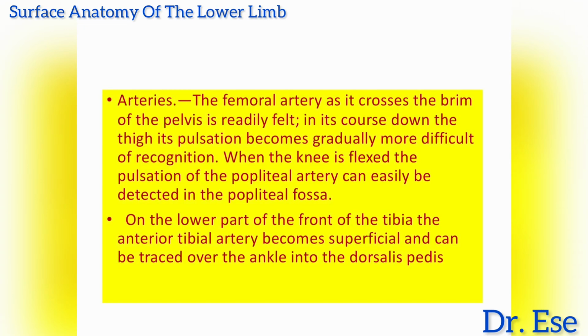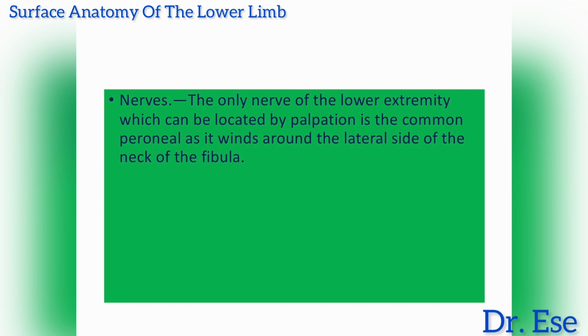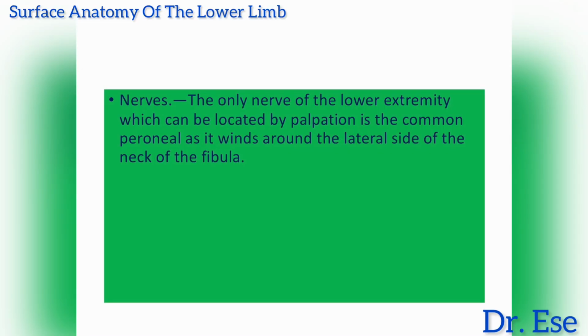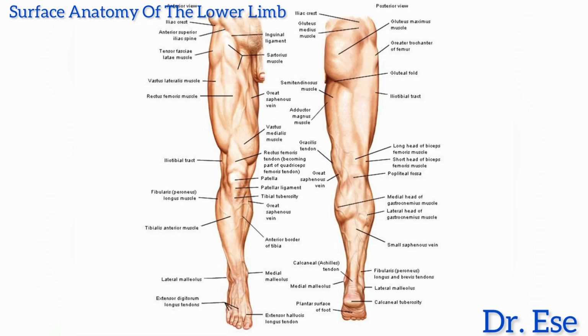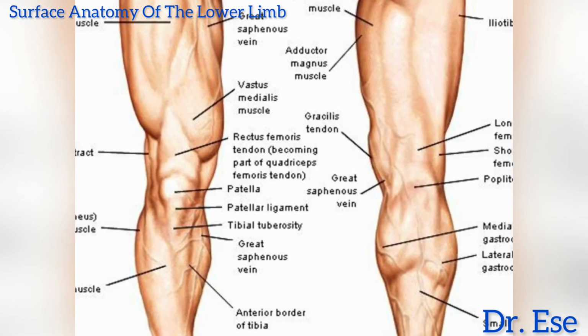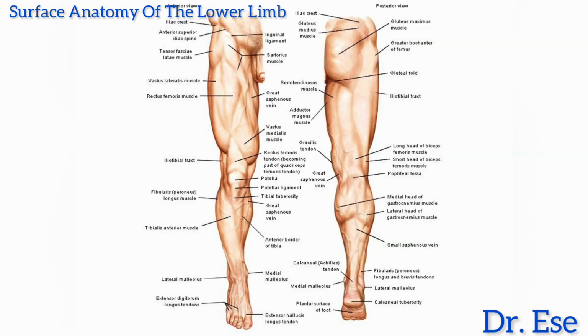The nerves. The only nerve of the lower extremity which can be located by palpation is the common peroneal, and it winds around the lateral side of the neck of the fibula. This diagram gives a detailed illustration of everything I've said regarding the surface anatomy of the lower limb.